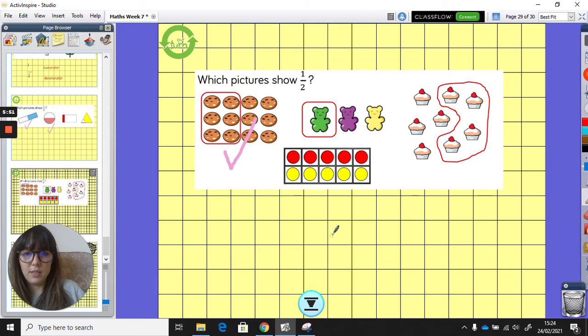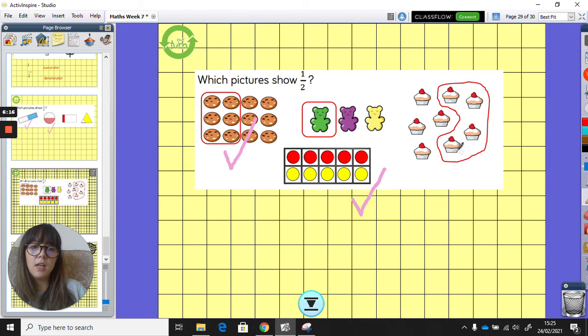Let's look at the circles now. We've got 1, 2, 3, 4, 5 red circles and 5 yellow circles. So therefore, half of the circles are red and half of the circles are yellow. I'm ticking that one because I know that they are in 2 equal groups, the red group and the yellow group. Let's look at the cupcakes next.